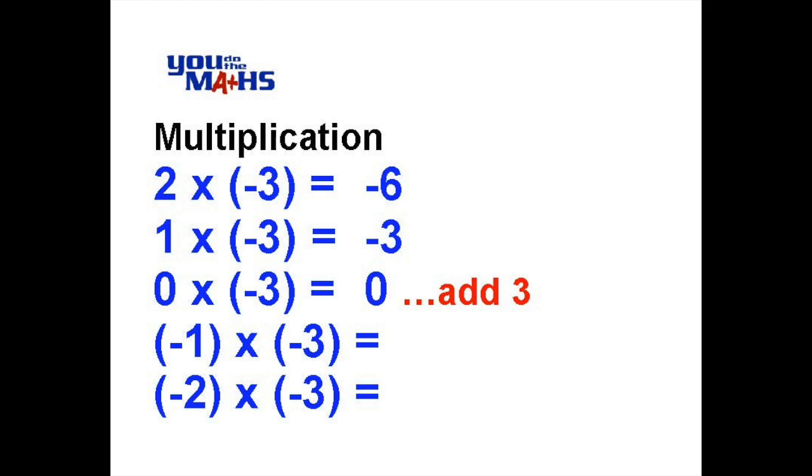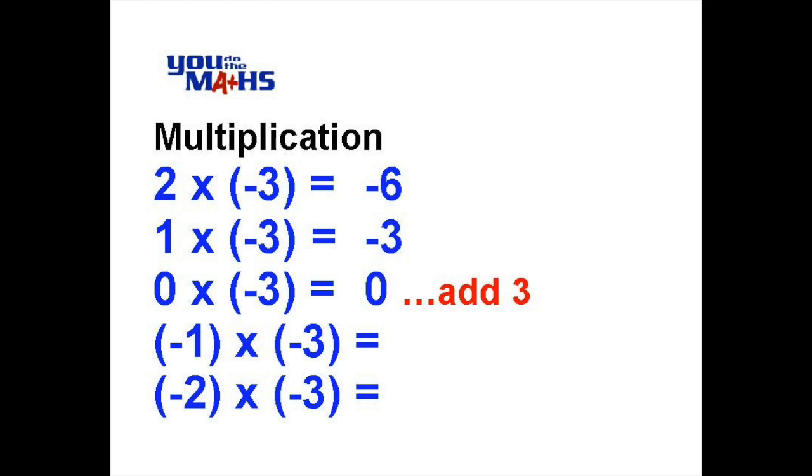Now our choice of negative 3 was purely random. We could have used any number here, but what we can notice is that on the right hand side where the results are, we're adding 3 each time. So negative 6 add 3 becomes negative 3, and then negative 3 add 3 becomes 0. So we can continue that pattern on for the next two multiplications.